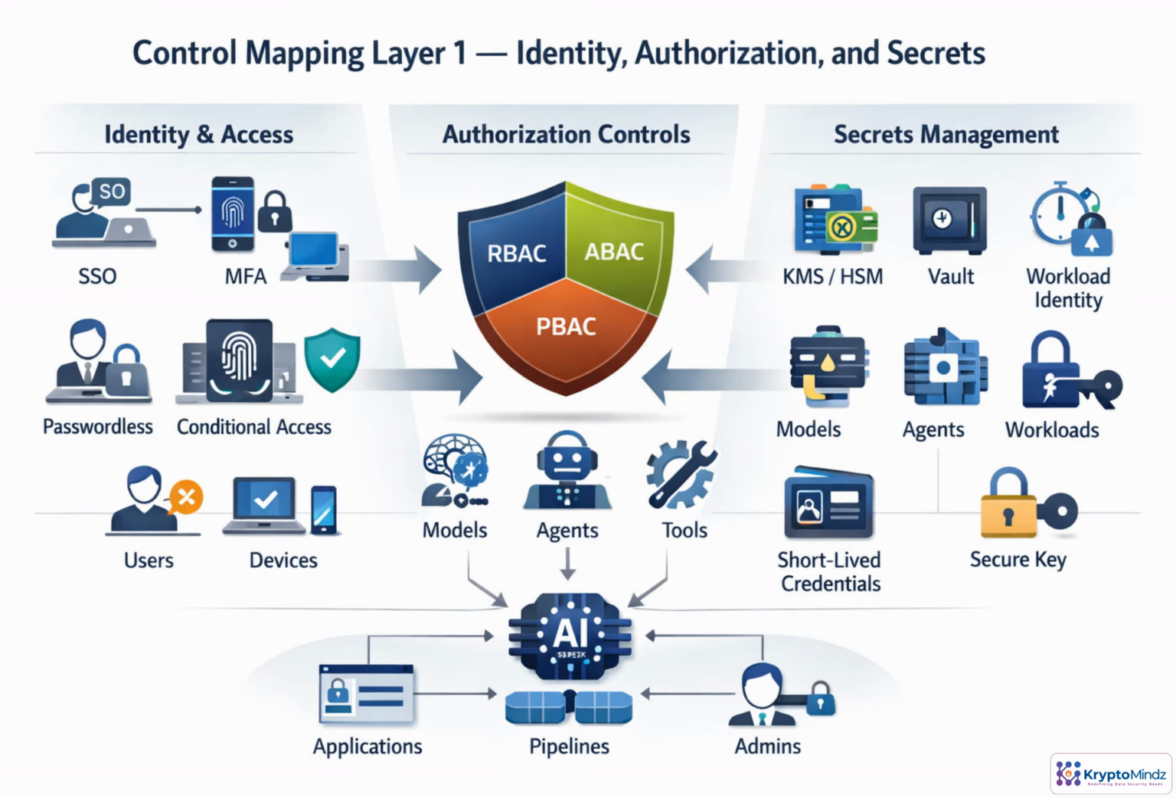Identity is the first control layer because every request needs a trustworthy subject. For people, that means SSO, MFA, passwordless options, conditional access, and device posture. For systems, it means separate identities for apps, agents, pipelines, workloads, and admins. Authorization then determines the allowed action using RBAC, ABAC, or policy-based rules. Secrets should be brokered, rotated, and short-lived through vaults, KMS, HSMs, and workload identity, so the design does not depend on static keys.